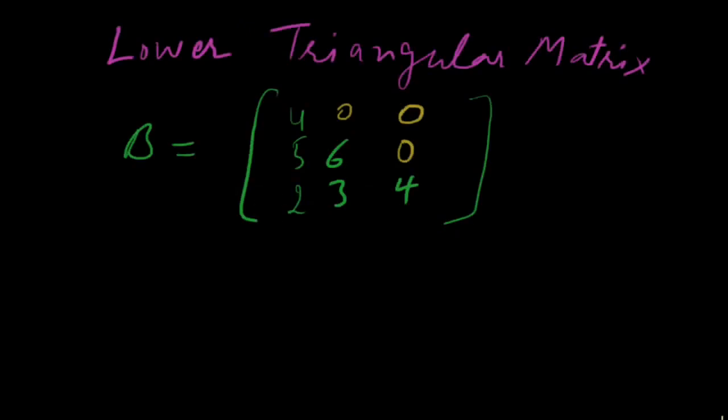If a matrix makes the triangle on the left side, then this matrix will be a lower triangular matrix. In B matrix we are seeing it is making a triangle of numbers on the left side. In the first row there is only one element 4, in the second row there are two elements 5, 6, and in the third row there are three elements 2, 3, 4. So this will make a triangle. So this matrix is a lower triangular matrix.